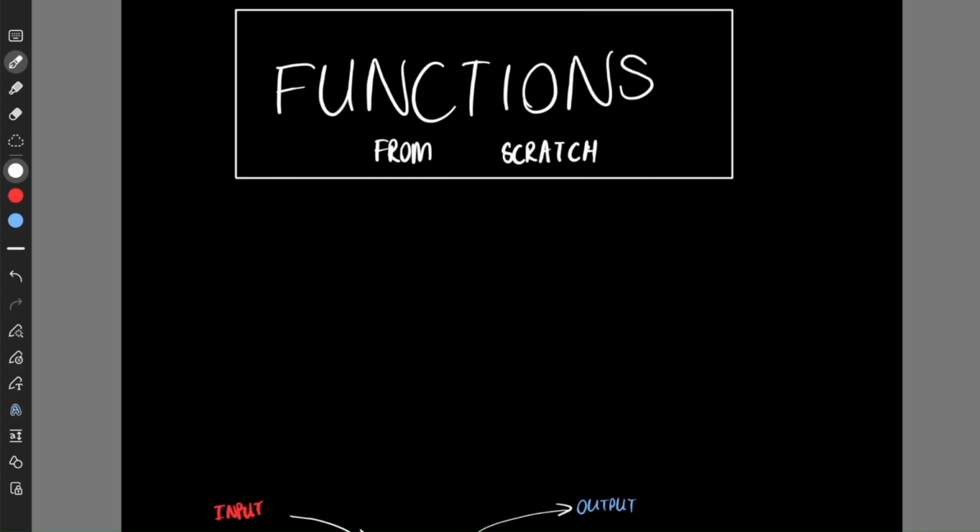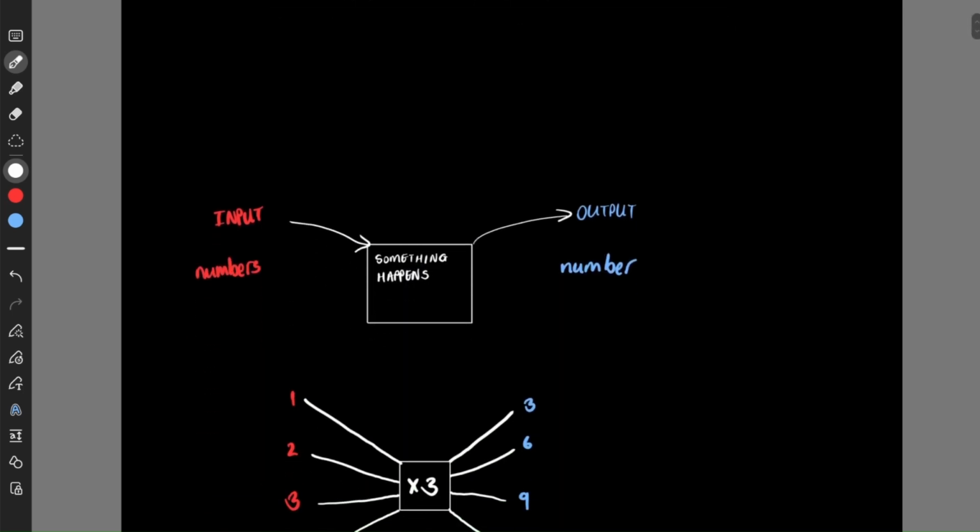This series is going to be called Functions from Scratch, and that is exactly what I'm going to do. I'm going to introduce functions from scratch so you can build a very solid understanding of it. Without further ado, let's jump straight into it.